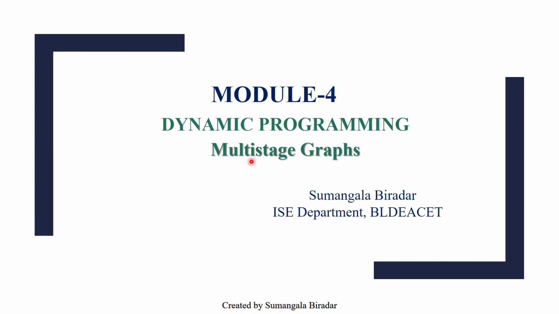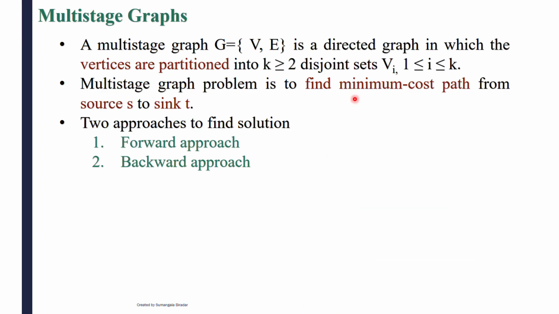Under dynamic programming, let's see multi-stage graphs. What is a multi-stage graph? For example, if you have a very complex directed graph, and we need to find a minimum cost path from source S to sink T. So the multi-stage graph problem is to find a minimum cost path from source S to sink T, but here you use the term multi-stage graph because it is a very complex or very big graph.